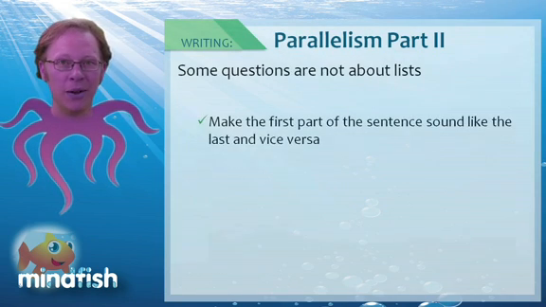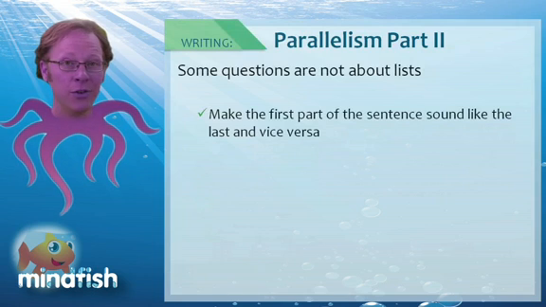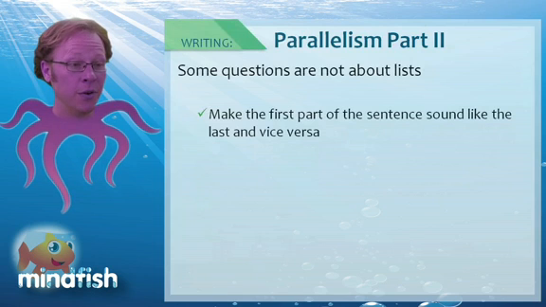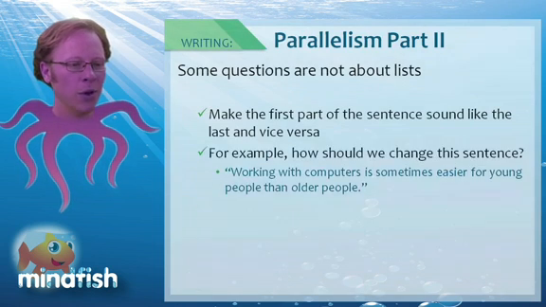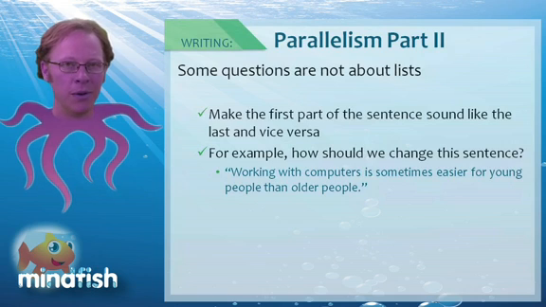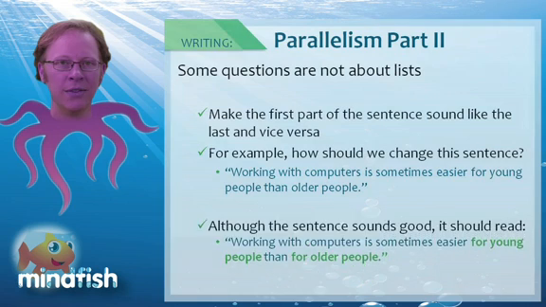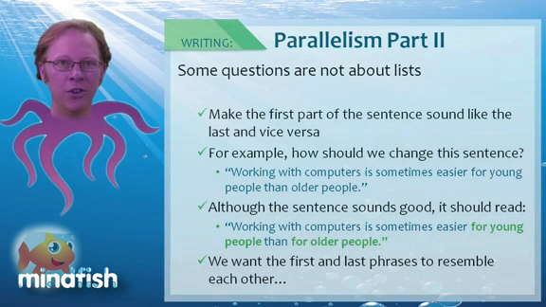Here's another type of parallelism. Some questions won't have lists, but we need to make sure that the end of the sentence matches the beginning of the sentence and vice versa. For example, look at this sentence. Working with computers is sometimes easier for young people than older people. It actually sounds pretty good, but the problem is that the beginning of the sentence and the end of the sentence don't match each other as far as their phrase structure goes.